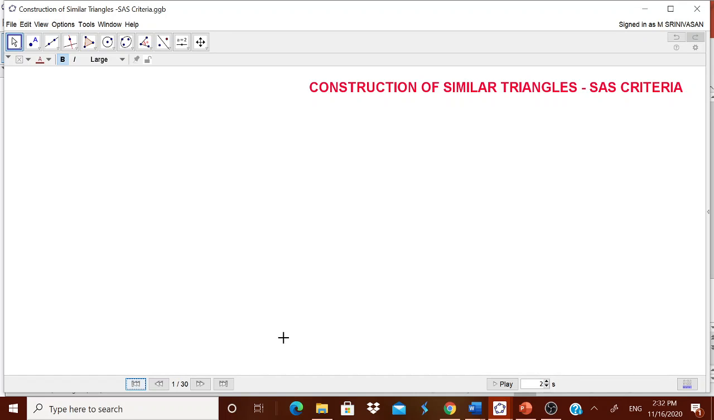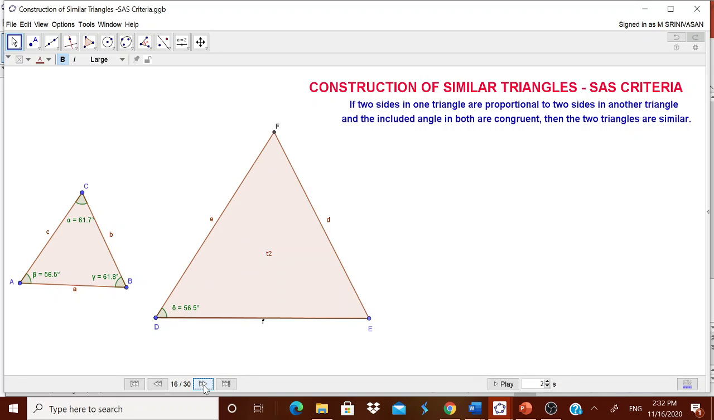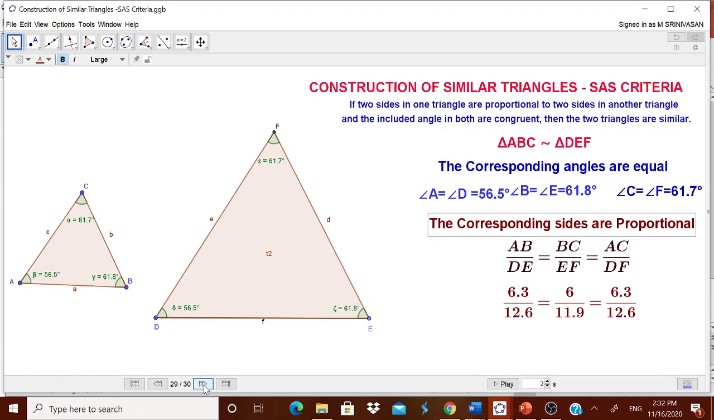First, we will tell the construction of similar triangle criteria. Then we will tell the children what is the meaning of this criteria. If two sides of one triangle are proportional to two sides of another triangle and the included angles in both are congruent, then the two triangles are similar. We'll start with a triangle. Then we will try to construct another triangle similar to it by taking two sides AB, AC and then angle A. Then we will tell them that the corresponding angles are equal and the corresponding sides are proportional. What is the meaning of proportionality? AB by DE is always equal to BC by EF is equal to AC by DF.